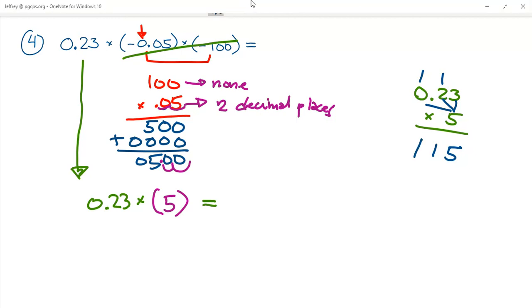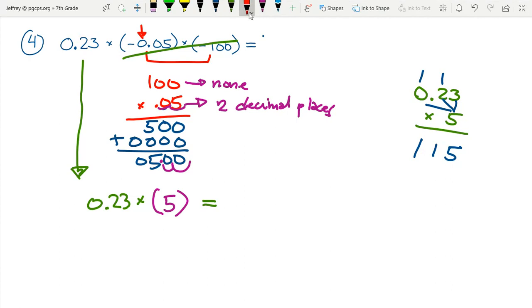Now let's count the decimal place value. How many decimal places do we have here? Good, we have 2 decimal places. How about for this one? None. So we have a total of 2.